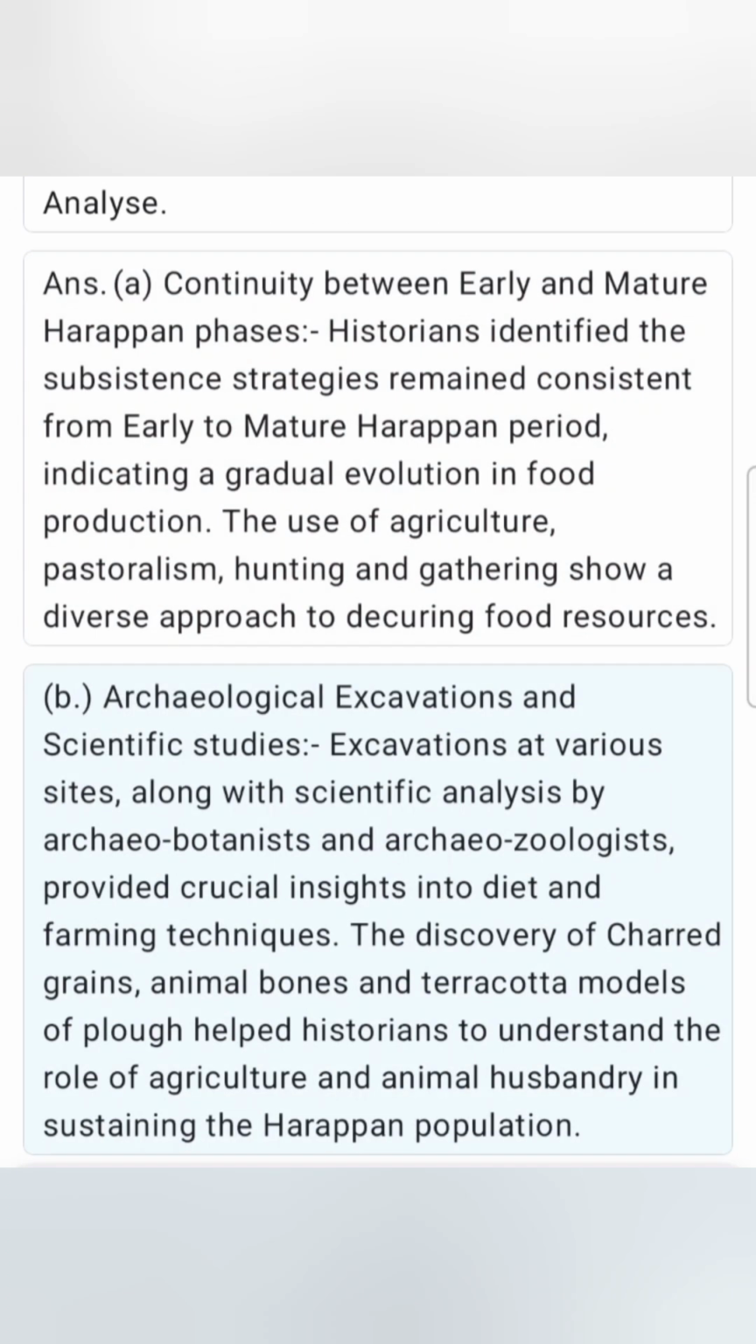B. Archaeological excavations and scientific studies. Excavations at various sites, along with scientific analysis by archaeobotanists and archaeozoologists, provided crucial insights into diet and farming techniques. The discovery of charred grains, animal bones and terracotta models of the plough helped historians to understand the role of agriculture and animal husbandry in sustaining the Harappan population.